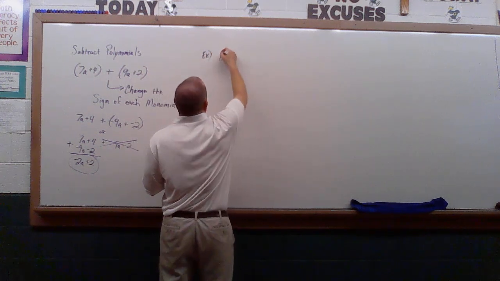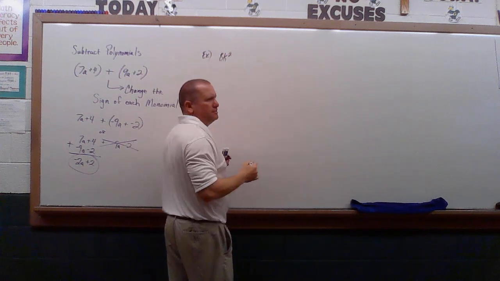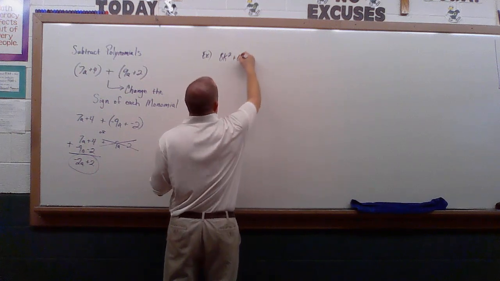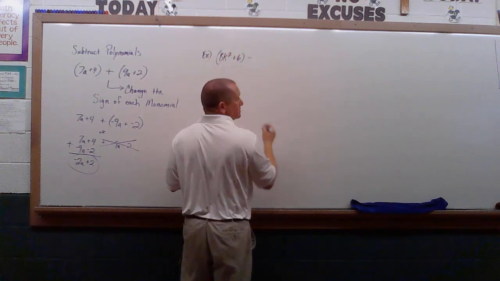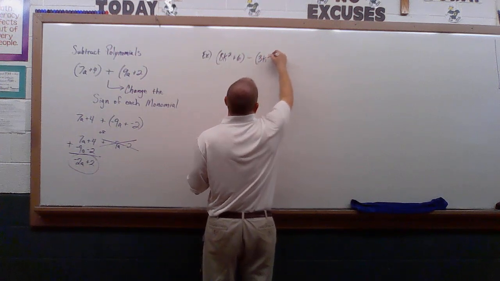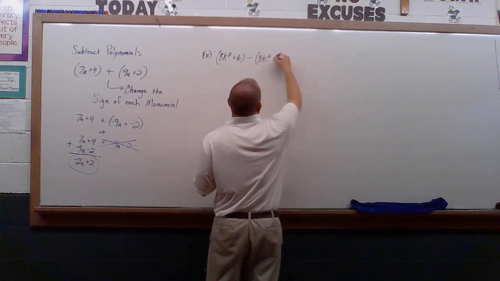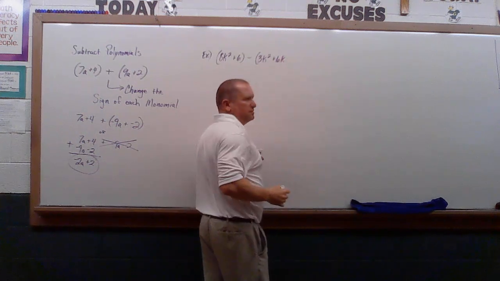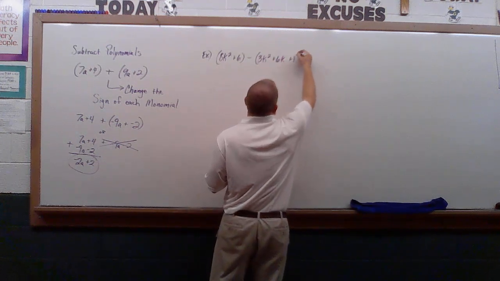8, I'm going to change it to k squared, plus 6 in parentheses, minus 3k squared plus 6k plus 1.